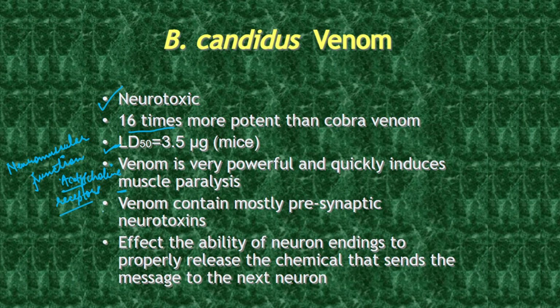The venom secreted by this snake does not consist of just the bungarotoxin, but also many other kinds of neurotoxins. And what does this venom do? It affects the ability of the neuron endings to properly release the chemical, acetylcholine, that sends the message to the next neuron. So basically, it blocks.